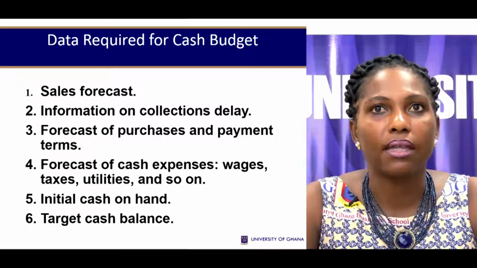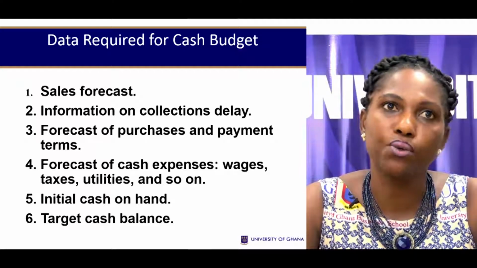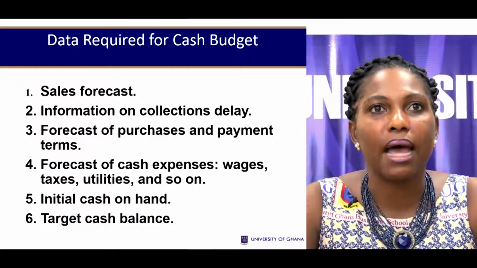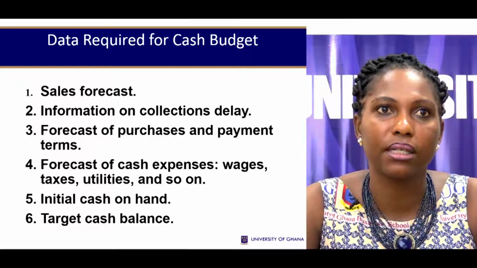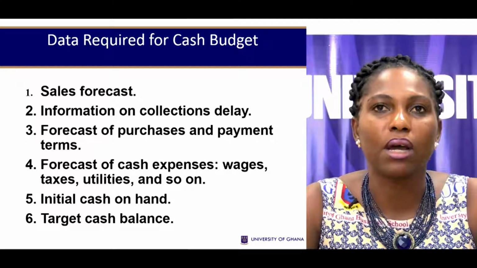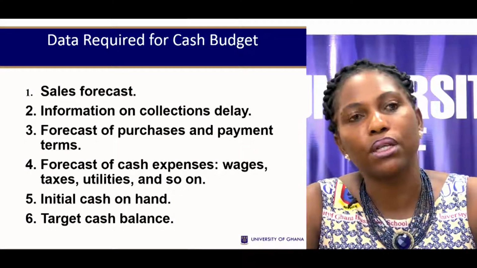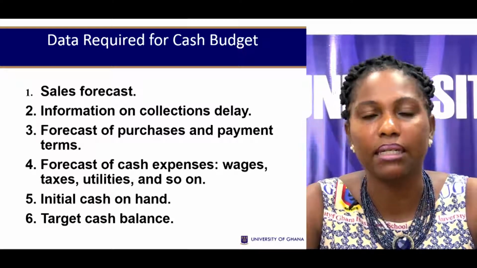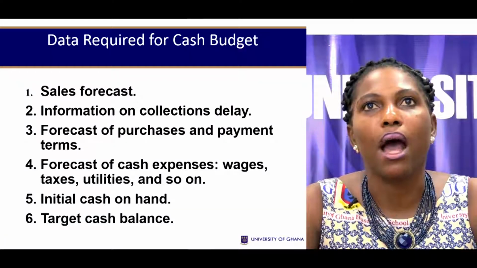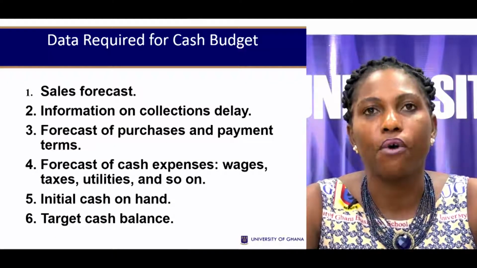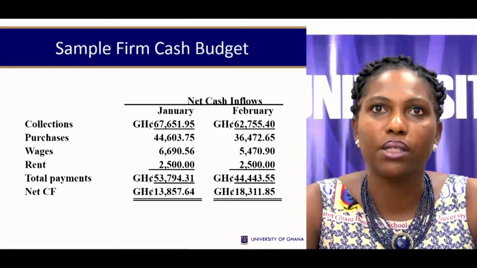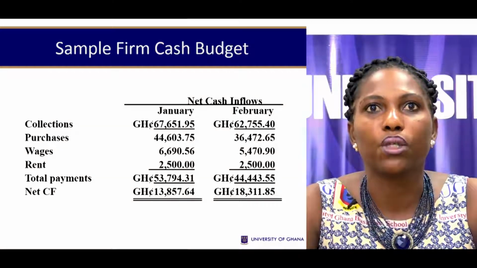Then we also need to forecast our purchases and the payment terms that we use in making payments for these purchases. We also need to forecast other cash expenses such as wages, salaries, taxes, utilities, what have you. Anything that is an actual cash expenditure. And then we also need to know how much cash we normally have on hand and what our target cash balance will be. These are the things that we will require in order to put up a cash budget for a business.